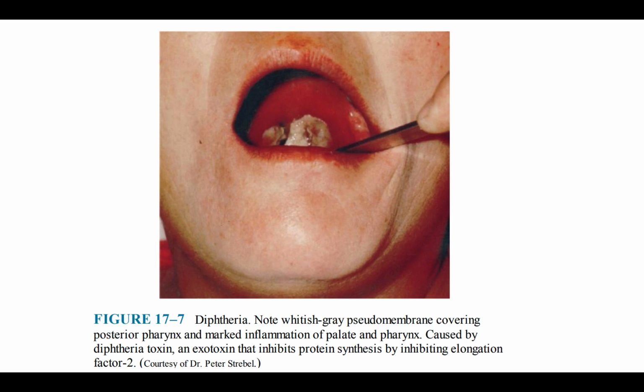So diphtheria, this whitish gray pseudomembrane: what you need to know, do not remove it, do not touch it. It will cause a spasm and might even kill the patient because of the spasm of the larynx. So this gray pseudomembrane covers the posterior pharynx. Lots of inflammation, how red it is. This is very, very red, highly inflamed, and caused by the toxin, an exotoxin. This is a gram-positive rod. What does it do? This one inhibits elongation factor 2, and we will talk about this in a minute.